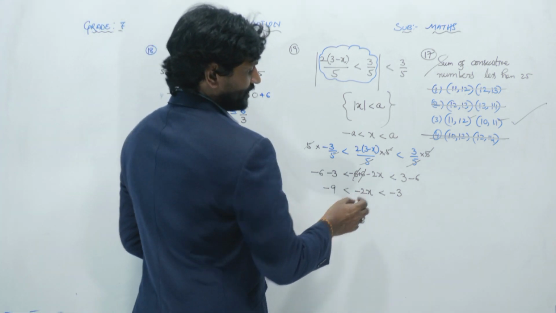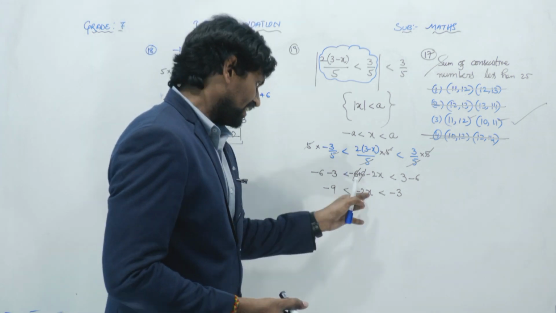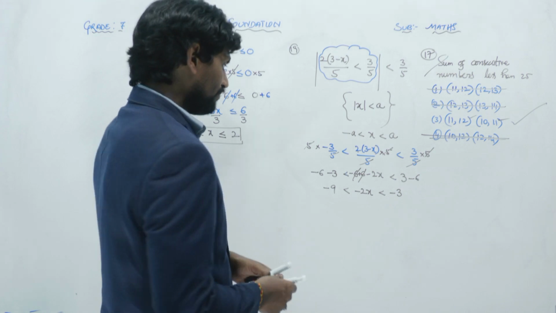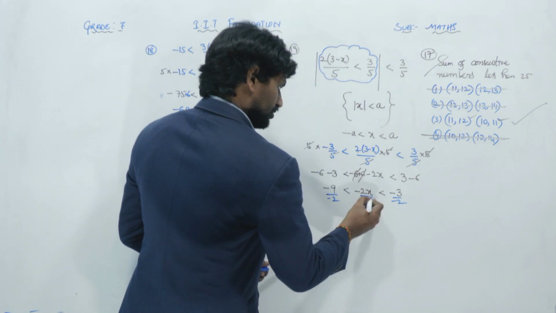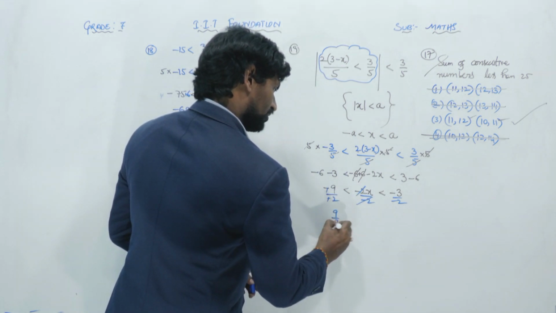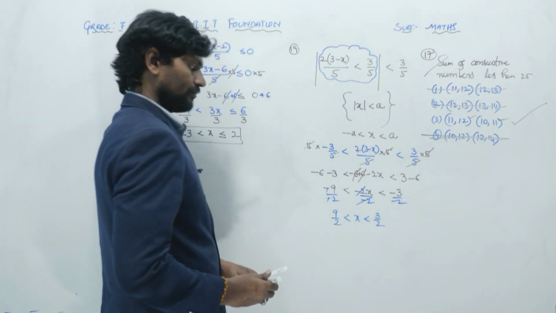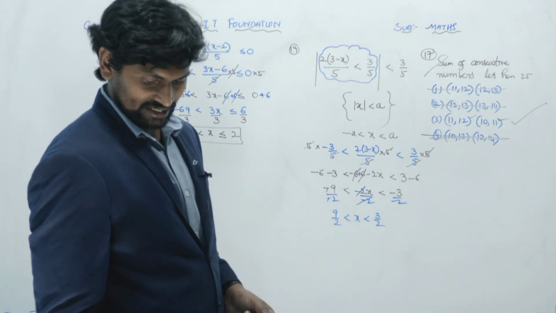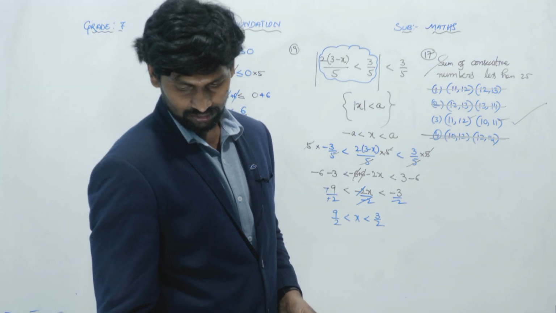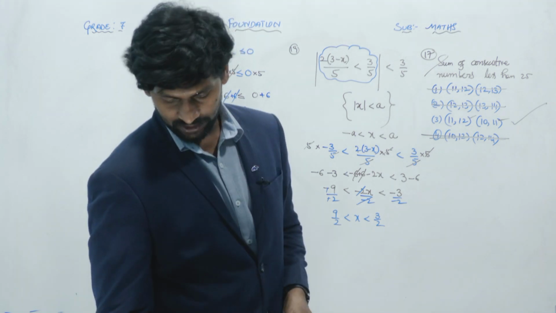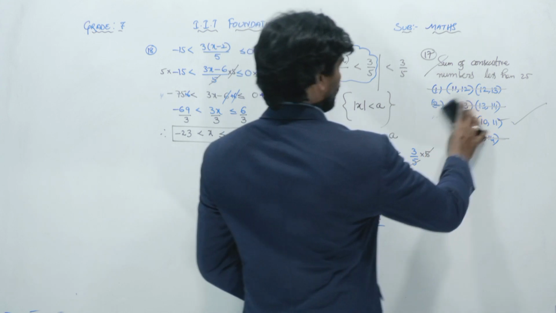But here minus 2 is extra. That minus 2 is multiplied by x. So we have to divide by minus 2 on every side. The minus 2s cancel, the minus signs cancel, and we get 9 by 2 less than x less than 3 by 2. Okay? So the answer, the range, will be 3 by 2 comma 9 by 2. Yeah, option number 2 will be our required answer. Okay? So let us move on to question number 20.